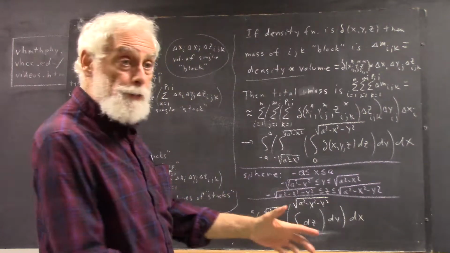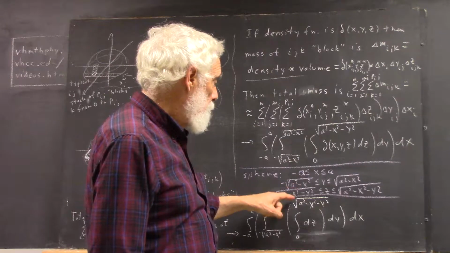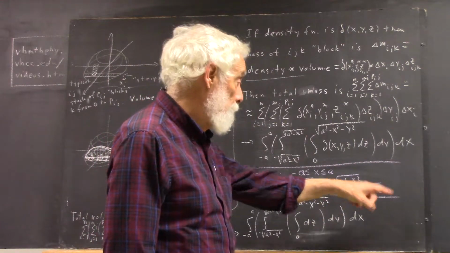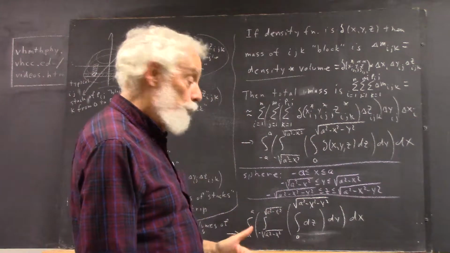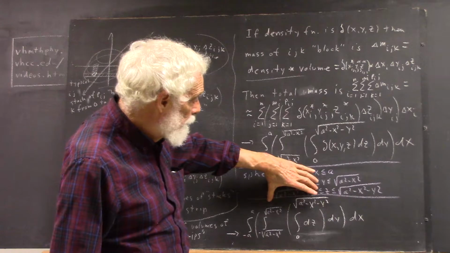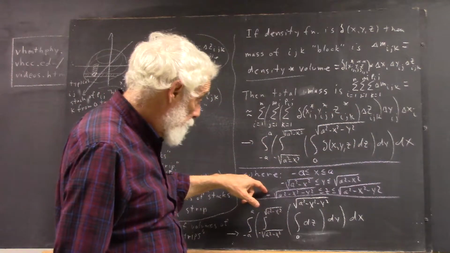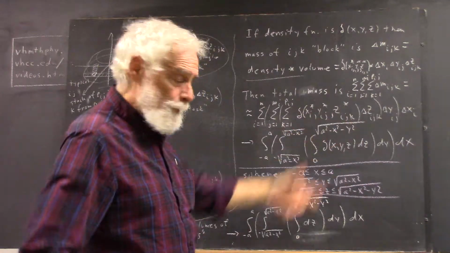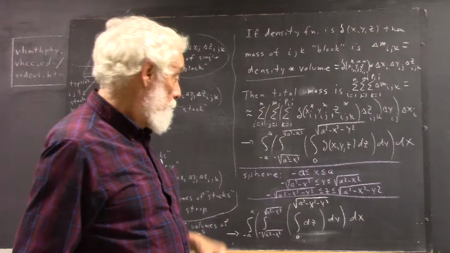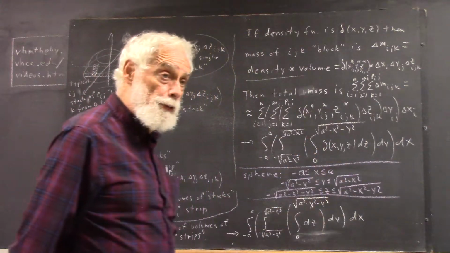Then for given x and y, z would have to go from negative square root of a squared minus x squared minus y squared to the square root of a squared minus x squared minus y squared. If you're just doing the upper hemisphere, then z would just go from 0 up to this limit. If you're doing the lower hemisphere, you'd go from this negative limit up to 0. If you're doing a slice of the sphere between two z values, well, you have z going between those two z values.